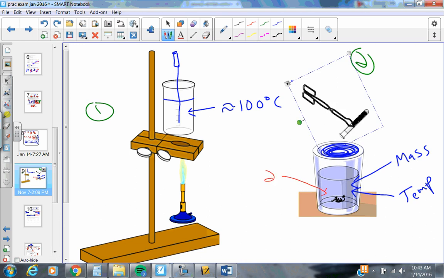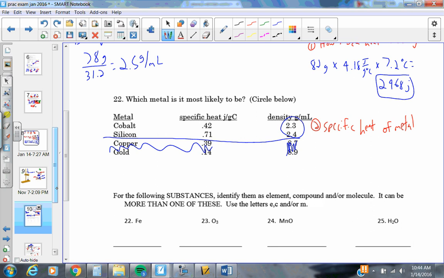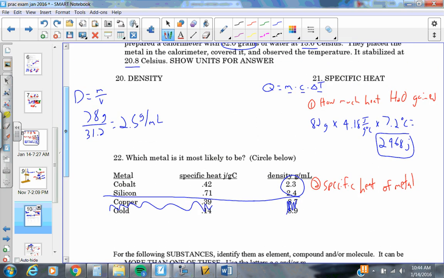This gained 2468 joules. Well, where did that come from? Well, it came from the metal. So apparently if this gained 2468, the metal lost 2468. Given that information, I can do some fancy math to figure out what the specific heat of the metal is. So the specific heat of the metal, now if I rearrange this Q equals MC delta T and divide by M and delta T, that'll cross off. What I do to one side, I do to the other.